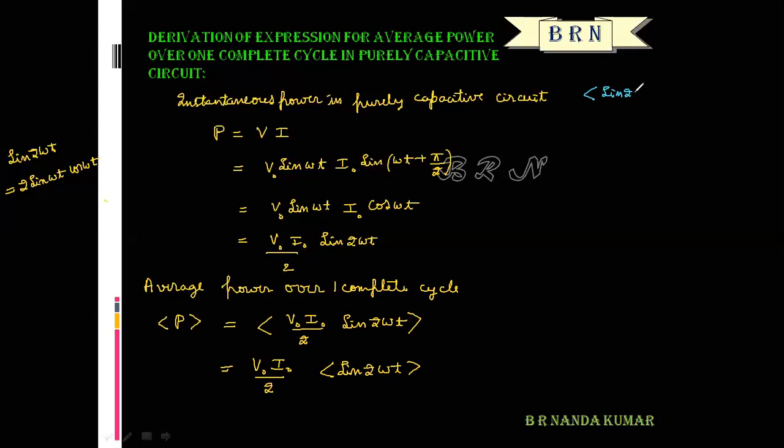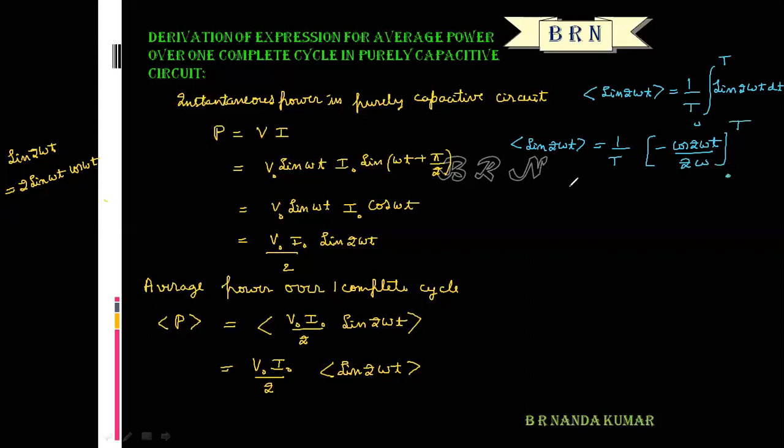Average of sine 2 omega t is 1 divided by T, integration from 0 to T of sine 2 omega t dt. The integral of sine 2 omega t dt is minus cos 2 omega t divided by 2 omega, because 2 omega is constant, and the limits vary from 0 to T. So minus 1 divided by 2 omega is taken outside, minus 1 divided by 2 omega T.